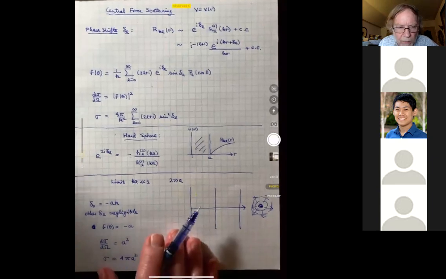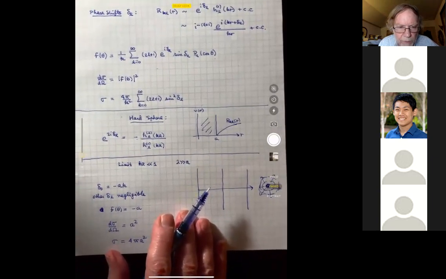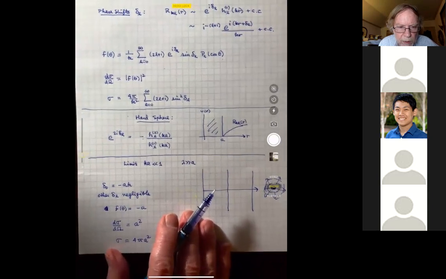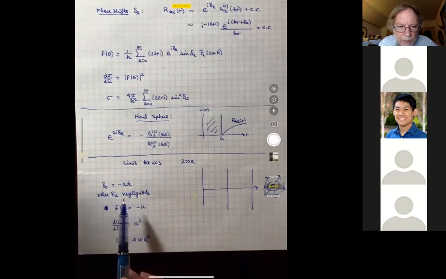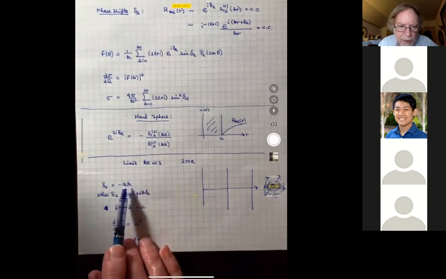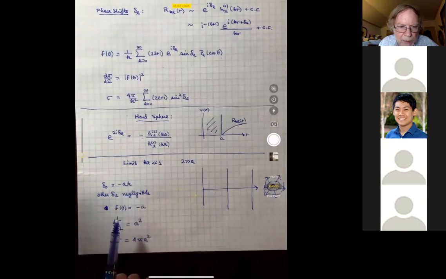In any case, what we found when we calculate the phase shifts and work things out is that only the lowest phase shift, for L equals 0, is significant. All the others are much smaller. Other delta L are negligible, and delta 0 is given by minus Ka. This implies that the scattering amplitude is simply minus a. Squaring it, we get the differential cross section, which is a squared. And then the total cross section, integrating this over all solid angles, becomes 4 pi a squared.